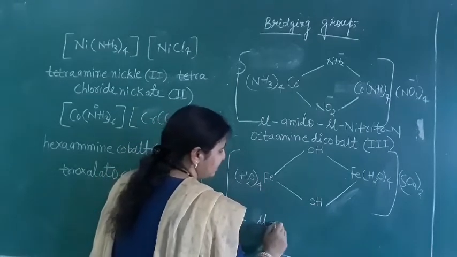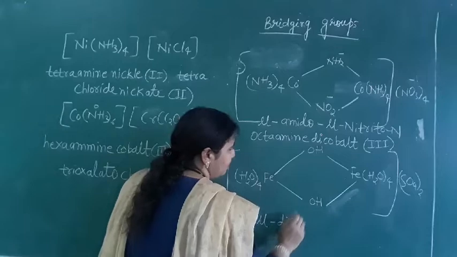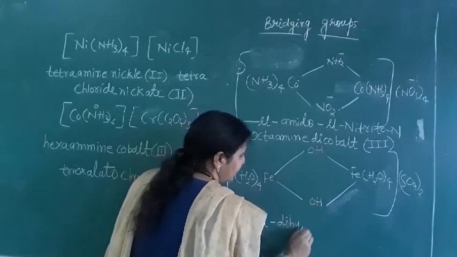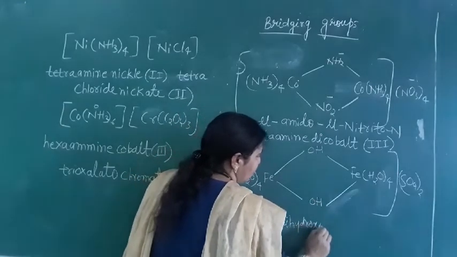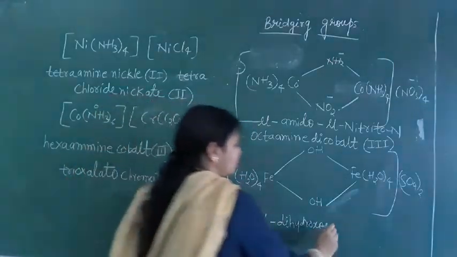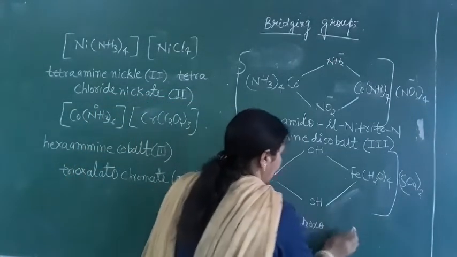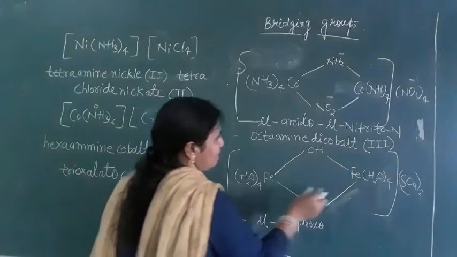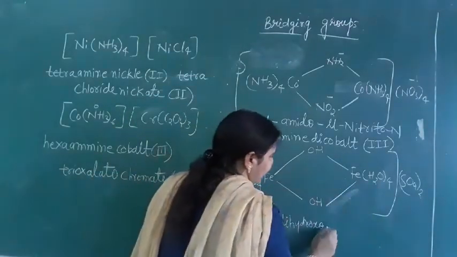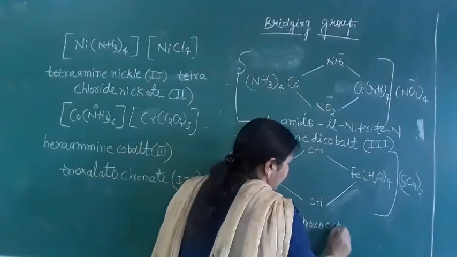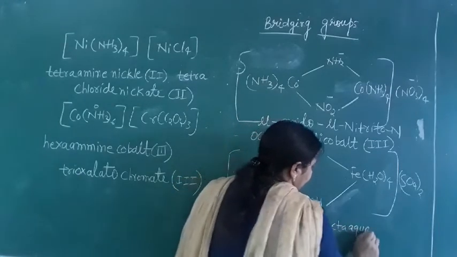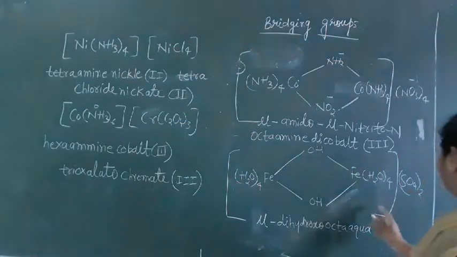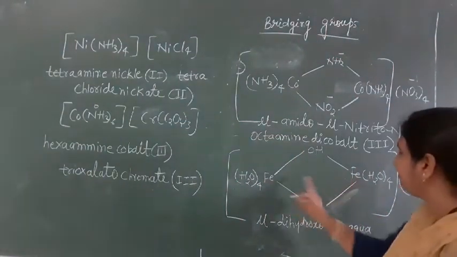Mu, write down first dihydroxo, because we have the same ligand, so we can write dihydroxo here. OH is hydroxo, so dihydroxo, tetra. Now here we have, what is this one? Aqua. H2O is aqua here. How many? Here 4, here 4, total 8. So it is octa-aqua.